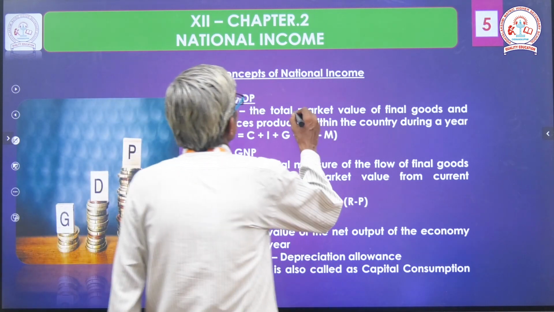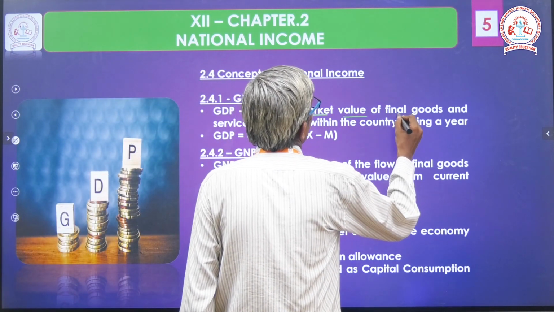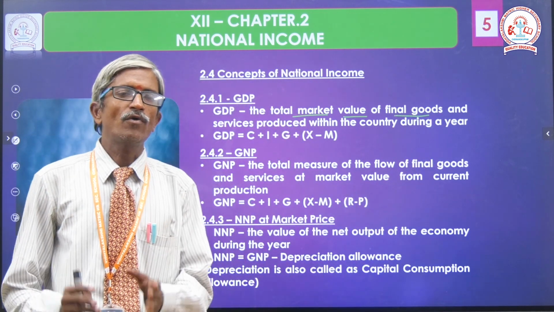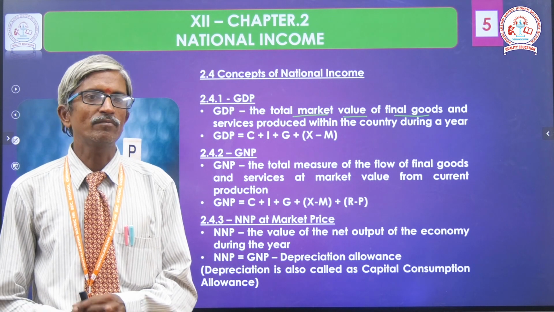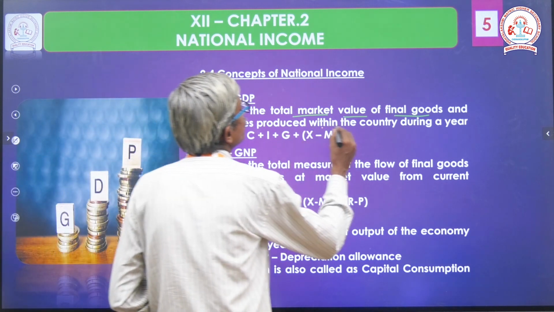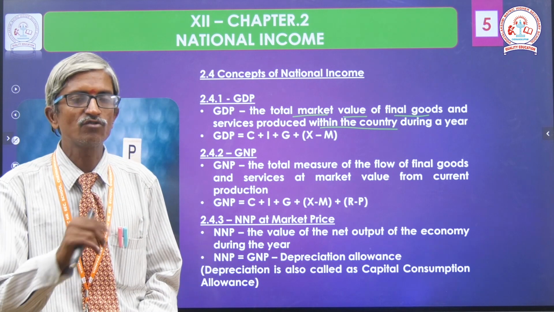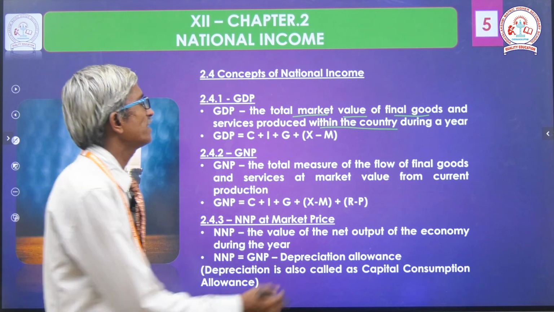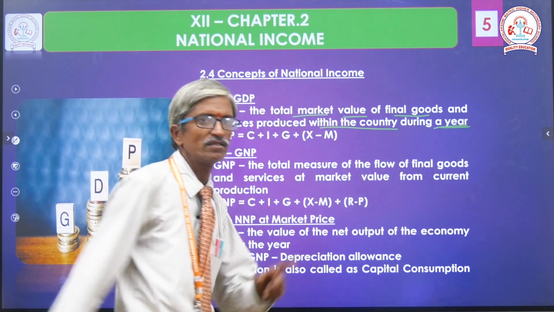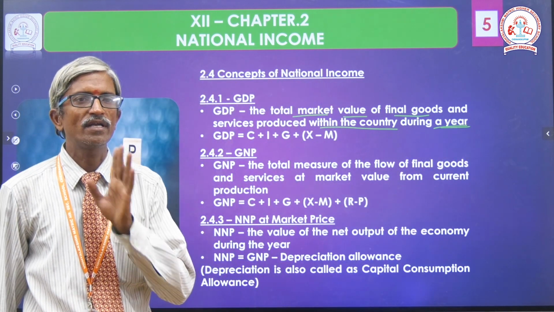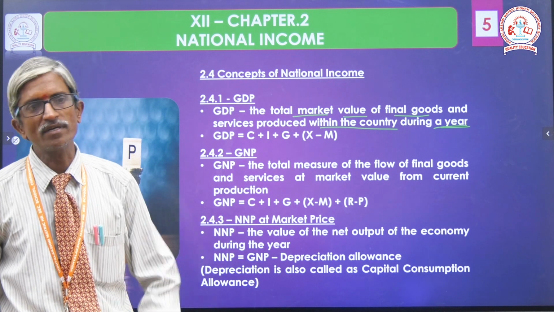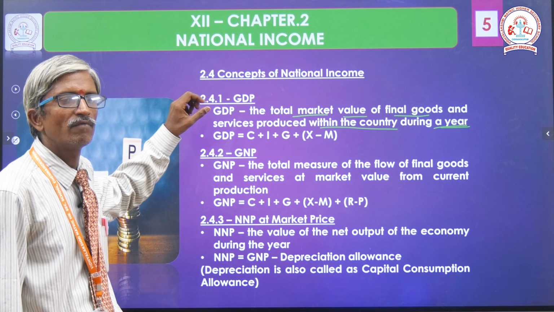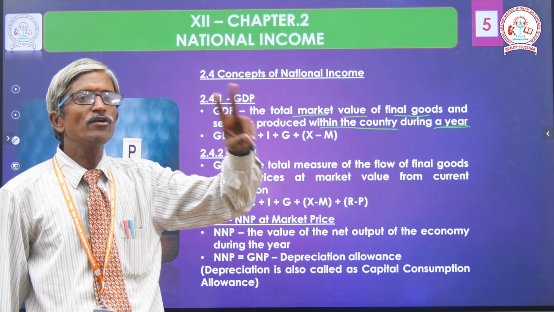GDP is nothing but the total market value of final goods and services. Production will take some minimum time. So that is a point here: produced within the country, within a geographical boundary, during a year. Duration, let me say just 1 year. Then it includes one important formula. These are all the subtopics. This very simple content carries 2 marks.